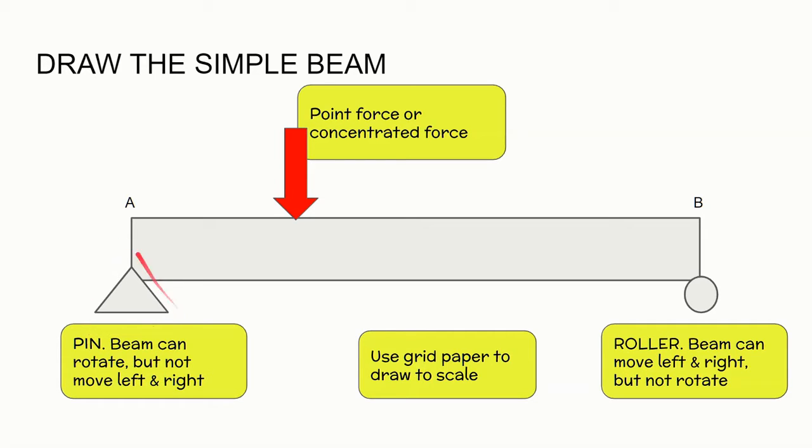This triangle here is a pinned connection. This means the beam can rotate up and down, but it can't move left and right. And then over here we have a roller. This means the beam can move left and right, but it cannot move up and down. And then we're going to do this to scale using grid paper. Usually if this beam is like 20 feet long, use 20 boxes. So 1 foot per box is usually what you can do. And that will help you get to the right answer.